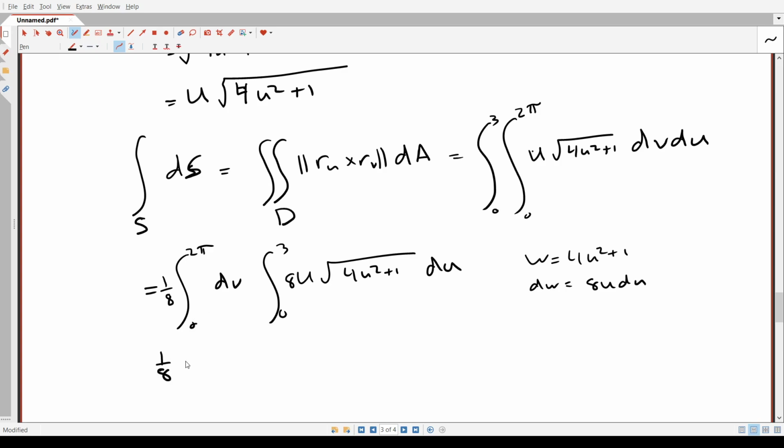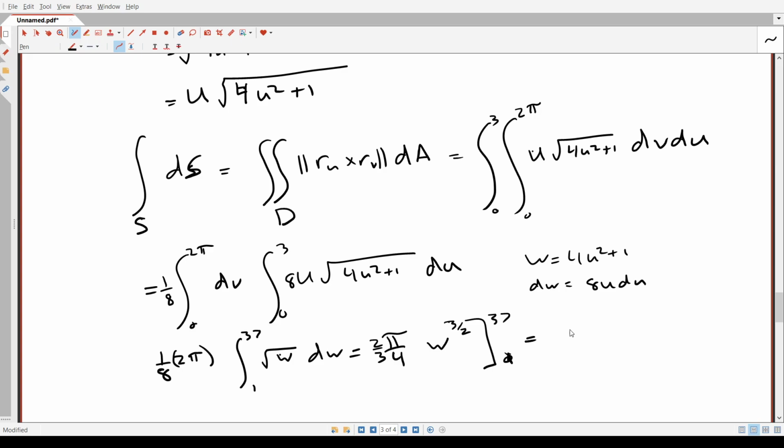So this is just going to be 2 pi times the integral. At 0, this becomes 1. And at 3, I have 3 squared times 4. That's 36. This is 37. Root w dw. So that's going to be pi over 4 times w to the 3 halves times 2/3 from 1 to 37. The 2's cancel. So I get pi over 6 times 37 to the 3 halves minus 1.